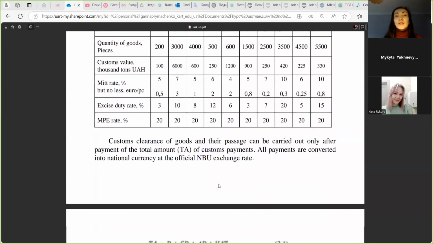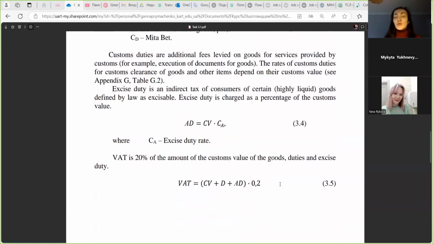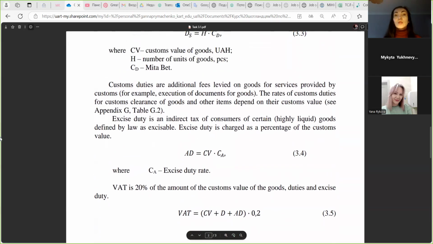Our time is less than 1 minute and we need to calculate two formulas. So I think I stop sharing and we will finish in the next part of our lessons.